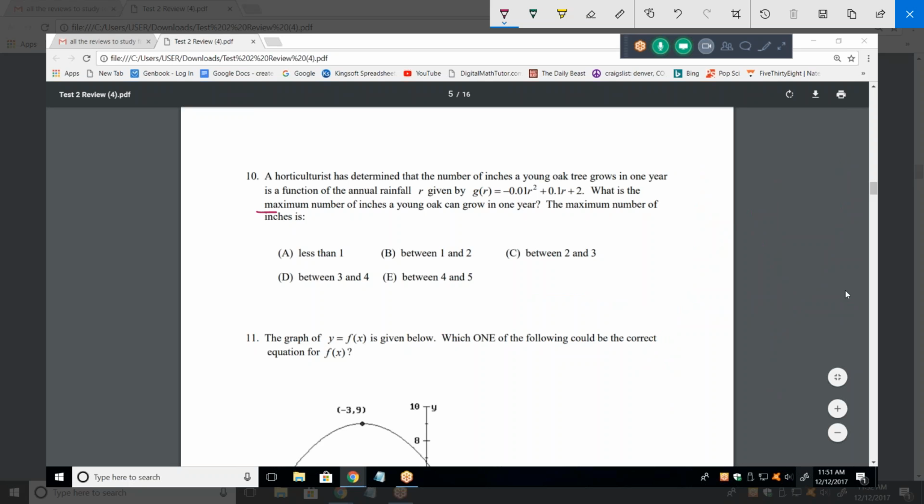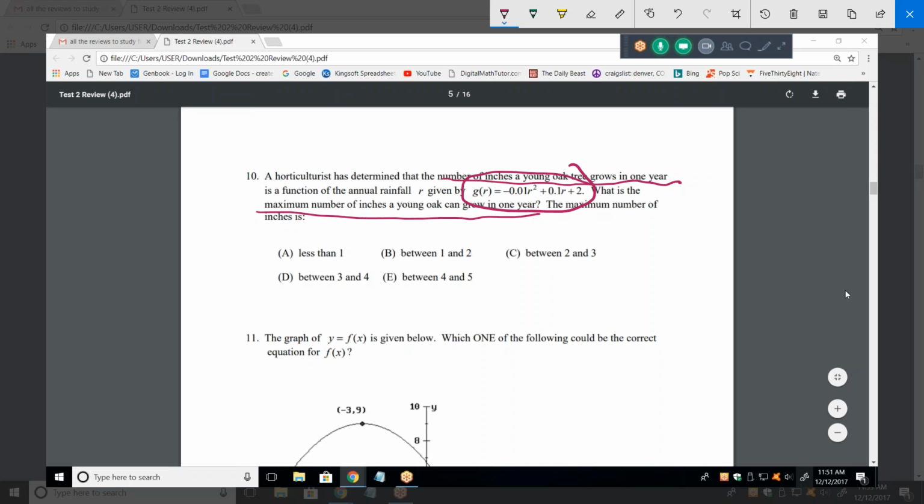What's the maximum number of inches a young oak can grow in 1 year? So, the number of inches a young oak grows in 1 year is this function. It's a function of rainfall, but it's still a quadratic function. So what they're asking for is where's the maximum of that quadratic function?